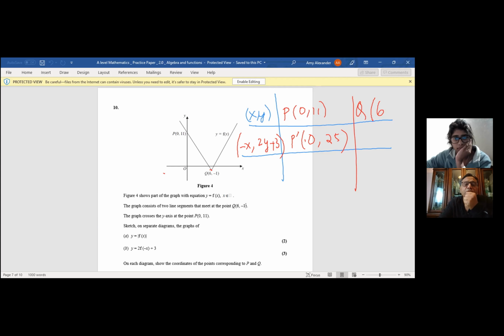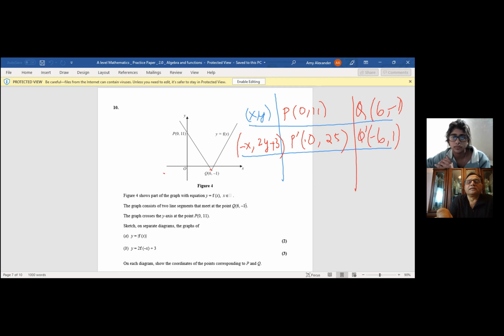Now, as far as this point is concerned, which is (6, −1), the x becomes minus of 6. So Q prime will be at −6, and the y value will be −2 plus 3, which is 1. Is it okay? So when you multiply by 2 you get −2, and then plus 3 is plus 1. So you get these 2 points. Those are the 2 points which should be labeled. So you have (0, 25).